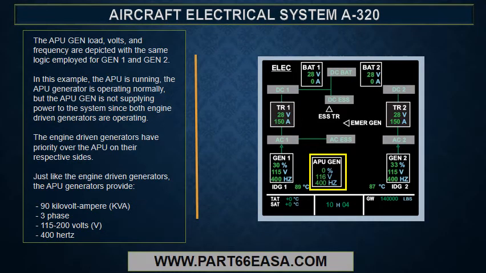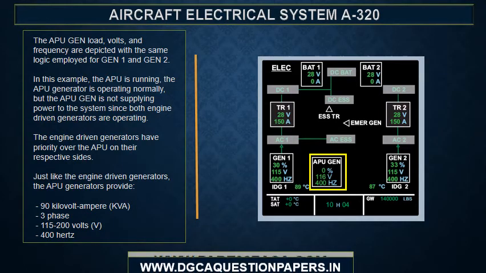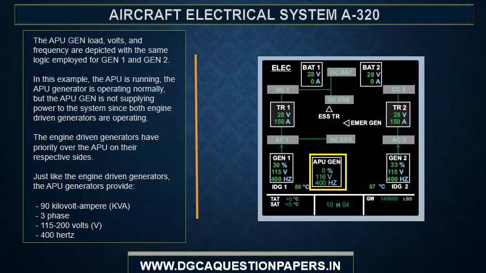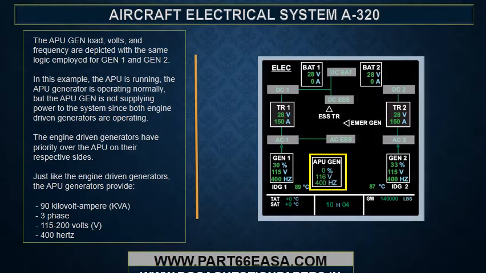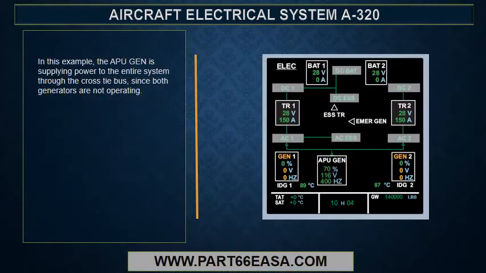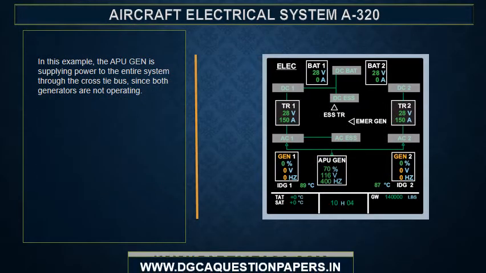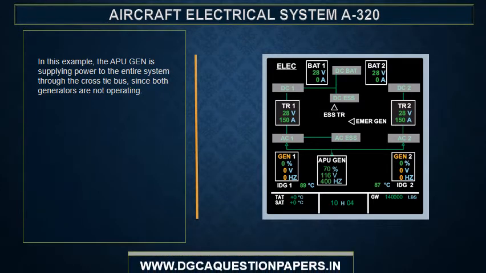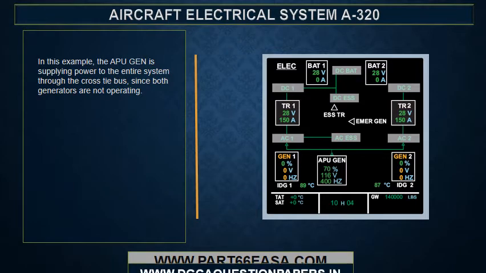Just like the engine-driven generators, the APU generator provides 90 kVA, 3-phase, 115 to 200 volts, and 400 Hz. In this example, the APU Gen is supplying power to the entire system through the cross-tie bus since both generators are not operating.